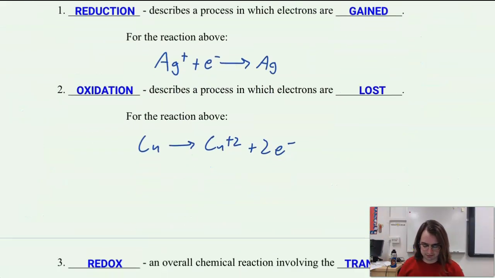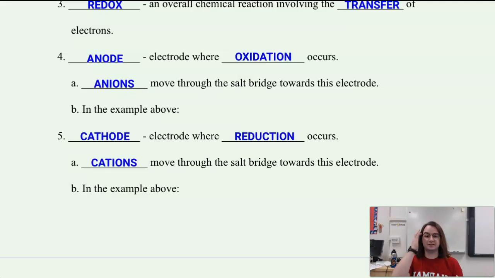So if you look at even just the names of the substances, the anode starts with an A, which is a vowel, and oxidation starts with an O, which is a vowel. So if you remember that the two that start with vowels are together, anode and oxidation. And then a cathode starts with a C, which is a consonant, and reduction starts with an R, which is also a consonant. So the two vowels are together, the two consonants are together, and that kind of makes it easier to remember. Anode is where oxidation occurs, cathode is where reduction occurs.